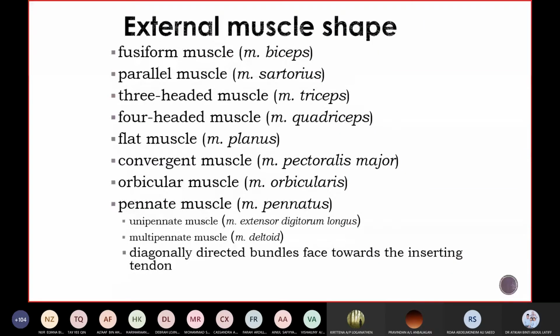If naming the muscles according to the external muscle shape, for example, the fusiform muscle is the biceps, the parallel muscle is the sartorius. I think for now it's more of an introduction. In your musculoskeletal system, you will learn more about what the muscles are. For now, you just need to know there are different shapes of muscle. According to the shape is how we give the name.